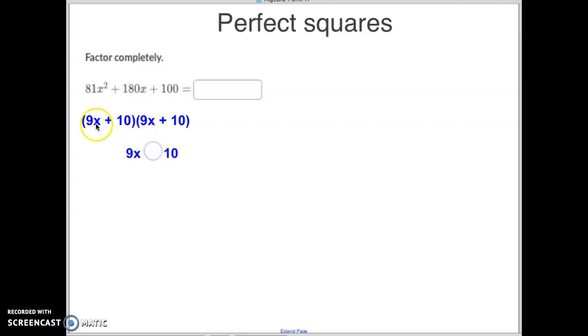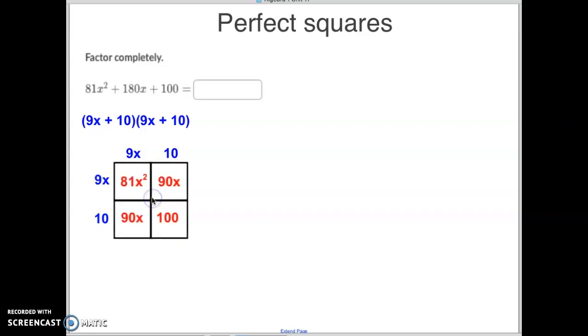In order to do that, you know that we would take 9x plus 10 times 9x plus 10, and we would draw our generic rectangle. So I will draw that generic rectangle and fill it in. 9x times 9x is 81x squared. You'll notice that's what this equals. 10 times 10 is 100, which is where this one comes from. Now, 9x times 10 is 90x, and this 9x times 10 is 90x as well. Since these two are like terms, we add them together. 90x plus 90x is a grand total of 180x. That's where it comes from.